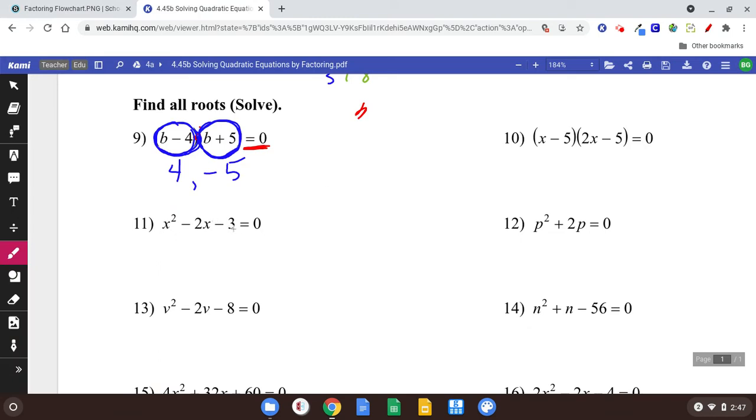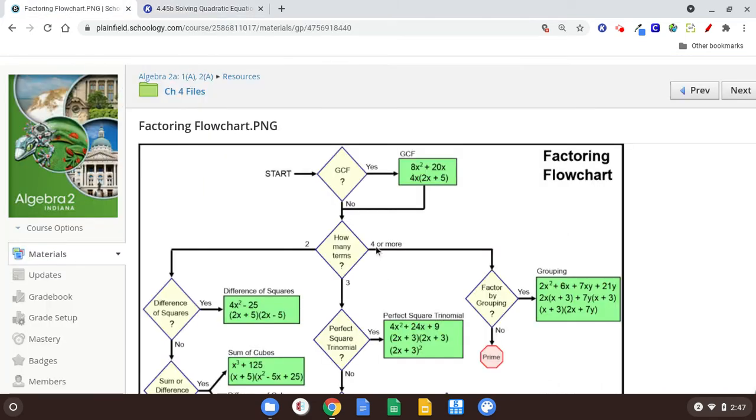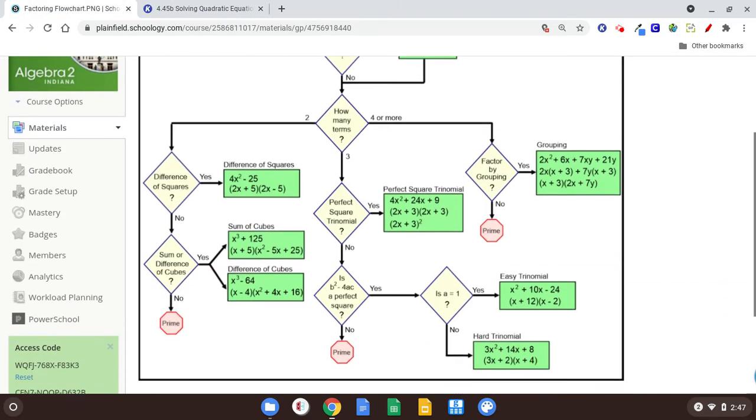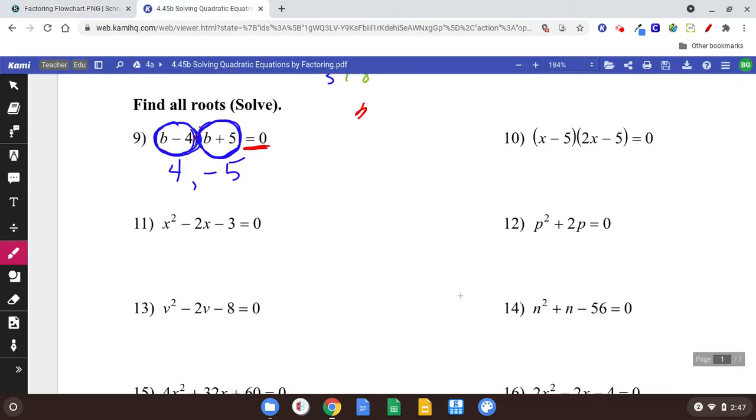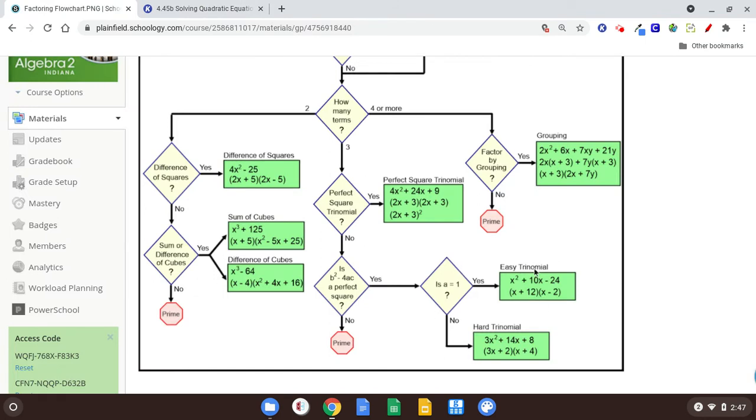Nope, because this one doesn't have an x. None of them are divisible by the same number. There's no GCF. How many terms? 3. We can skip this for now and go straight to this question. Is a equal 1? Yes, a equals 1. That's this number right here in front of x squared. A equals 1, which makes this an easy trinomial. Easy trinomial says two numbers will multiply to this and add up to this.